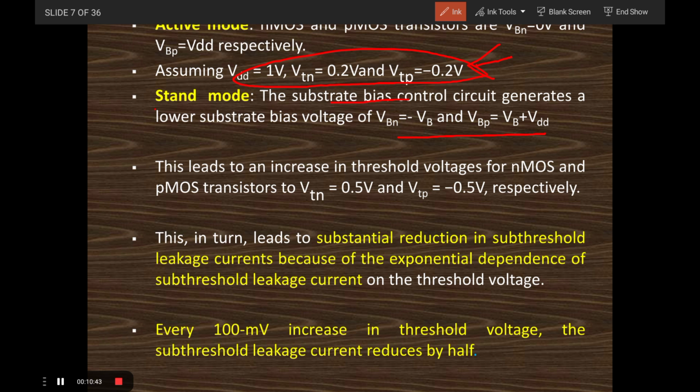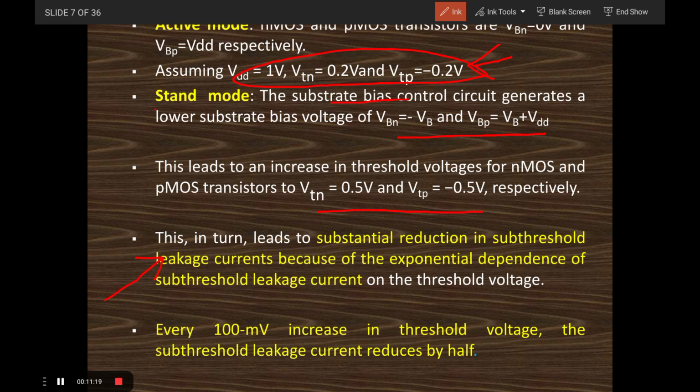So let us assume that in this scenario, this leads to an increase in the threshold voltages for the NMOS transistor as well as the PMOS transistor. That means the threshold voltages of the NMOS and PMOS transistors are increased to 0.5 volts from 0.2. If you are increasing the threshold voltages, what happens? Let us see. By increasing the threshold voltage of both the transistors, there is a substantial reduction in the leakage current. That means if you are increasing the threshold voltage, the leakage current decreases. As the leakage current decreases, the overall power dissipation also decreases.